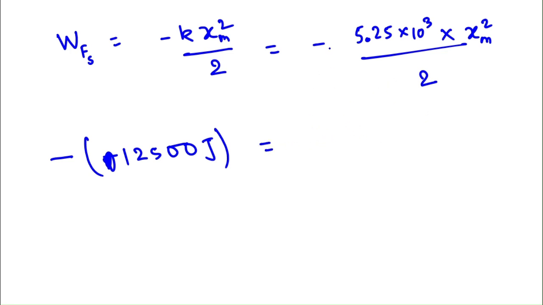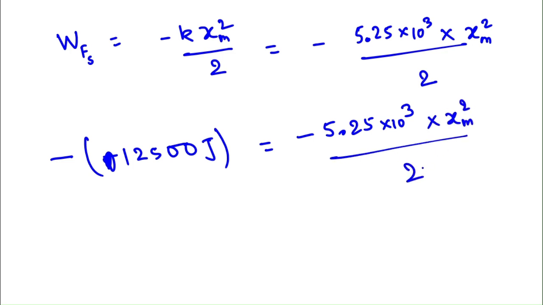And this will be minus 5.25 into 10 to the power 3 into x m squared by 2. Now you can calculate and get the value of x m. Let me check it. So you will get a maximum compression of 2 meters.